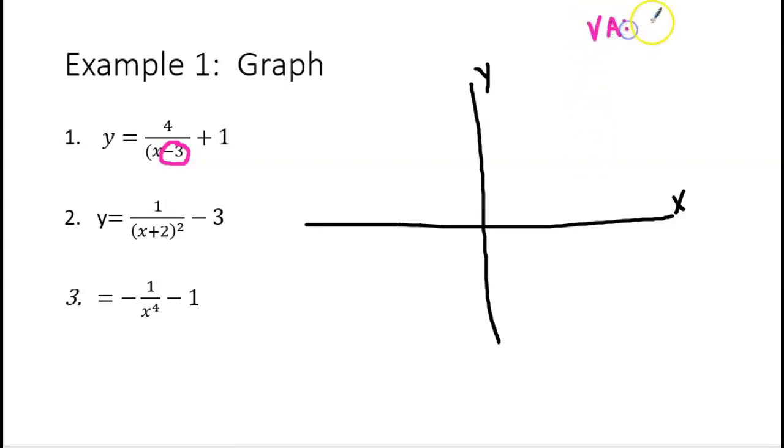So my vertical asymptote will be x equals a positive 3. You do the opposite sign, just like we've always done with transformation. So I'm going to draw a vertical line at x equals 3. So 1, 2, 3, and a little vertical line right there.